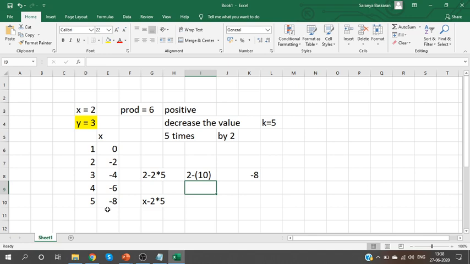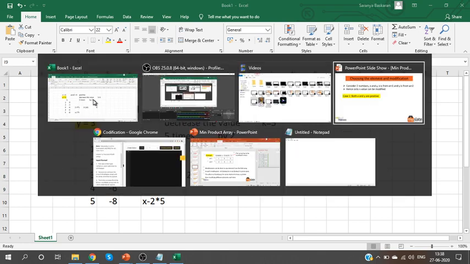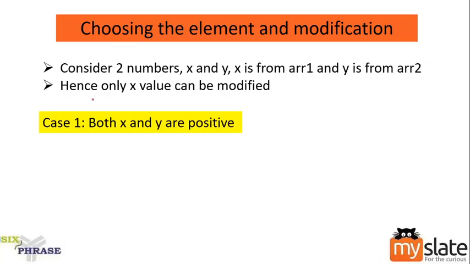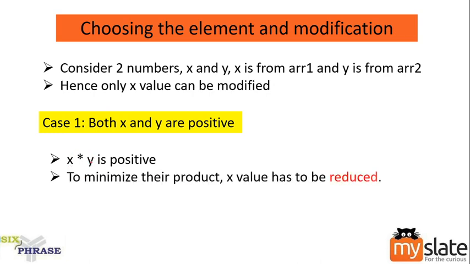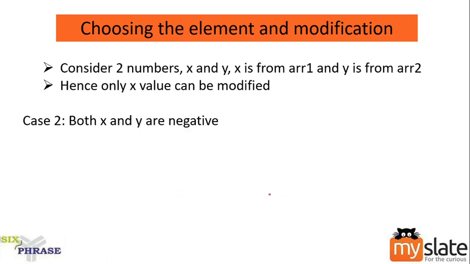So the conclusion is, when both the values are positive, if you have to minimize the value, then you should go with decreasing the value. If both x and y are positive, then the product is also positive. Since the product is positive, if you want to minimize it, x value has to be reduced. Only then can we minimize the product. Case 2: both are negative.